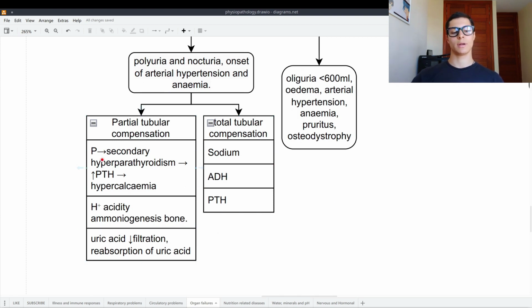In the partial, we have the phosphorus that creates a secondary hyperparathyroidism, increasing the PTH and the hypercalcemia. Then the protons create acidity, ammoniogenesis, bone, and the uric acid lowers the filtration and reabsorption of uric acid, indeed. In the total tubular compensation, sodium, ADH, and PTH are affected.